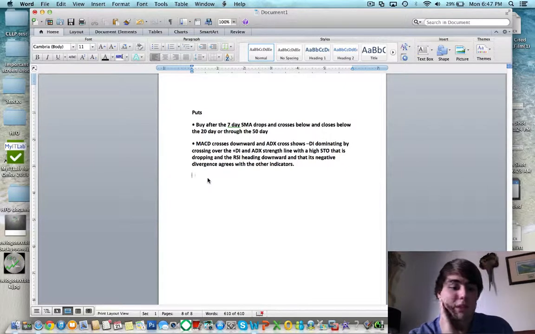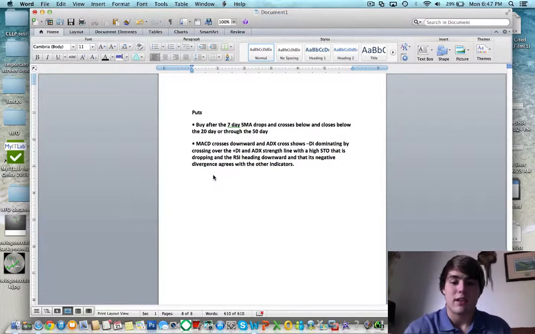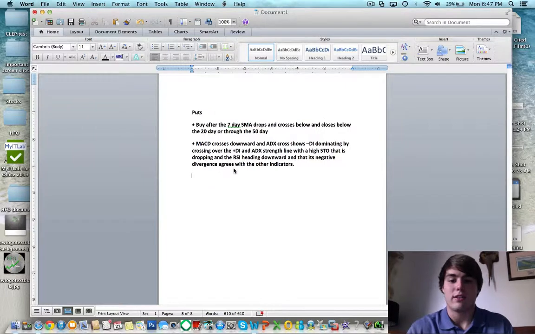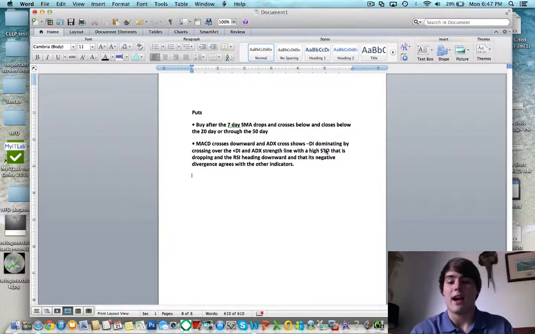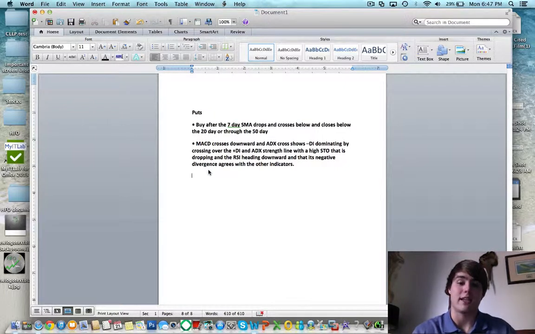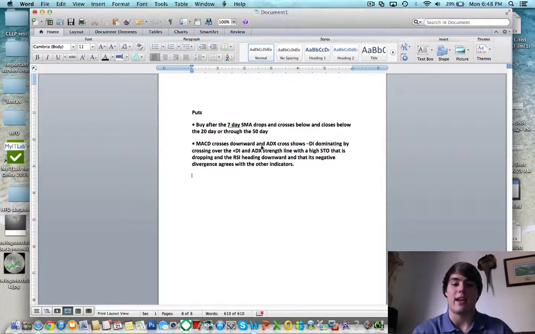And if the MACD crosses downwards and the ADX cross shows the negative directional index dominating by crossing over the positive DI, and the average directional index strength line, with a high stochastics that is dropping and the RSI heading downward, that is negative divergence and agrees with the other indicators. So basically you're looking at the MACD and the ADX cross again, in relation to the negative DI and the positive DI with the ADX.